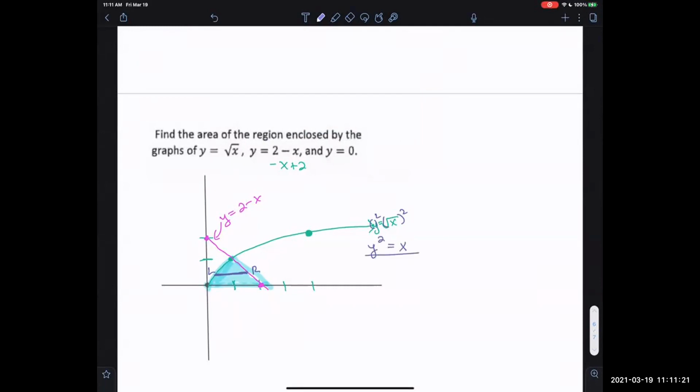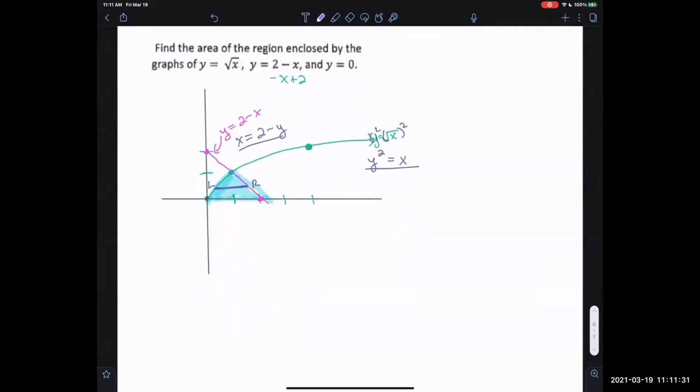And this one, it's pretty easy. This becomes x equals 2 minus y. And I can just do a right minus left setup. My lower bound, or my lowest y value, is 0. My upper bound, my highest y value of the region that is bounded, is 1.